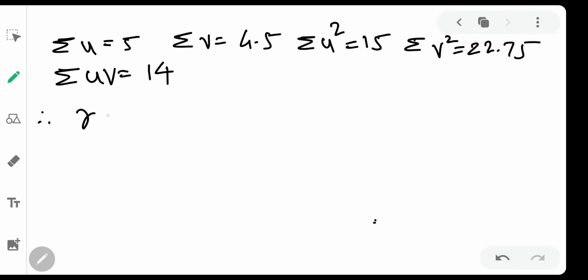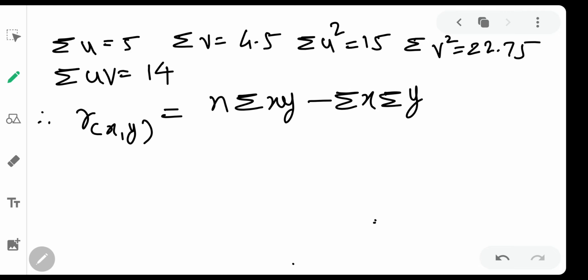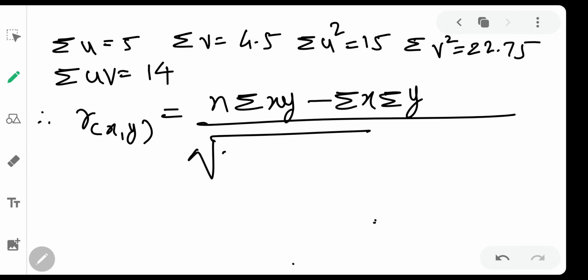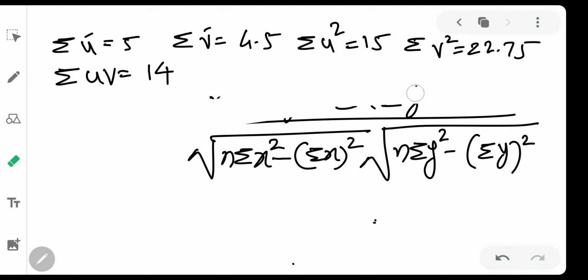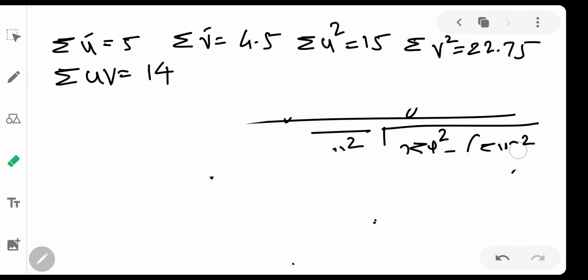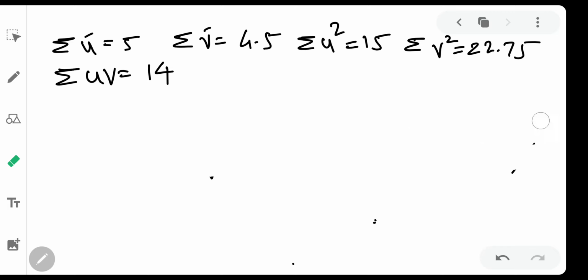The formula for r of xy is n into summation xy minus summation x summation y upon under root n into summation x square minus summation x the whole square, under root n into summation y square minus summation y the whole square. But over here we have variables u and v. So we will change the formula to uv. But that way we will be calculating the correlation coefficient for variables u and v.